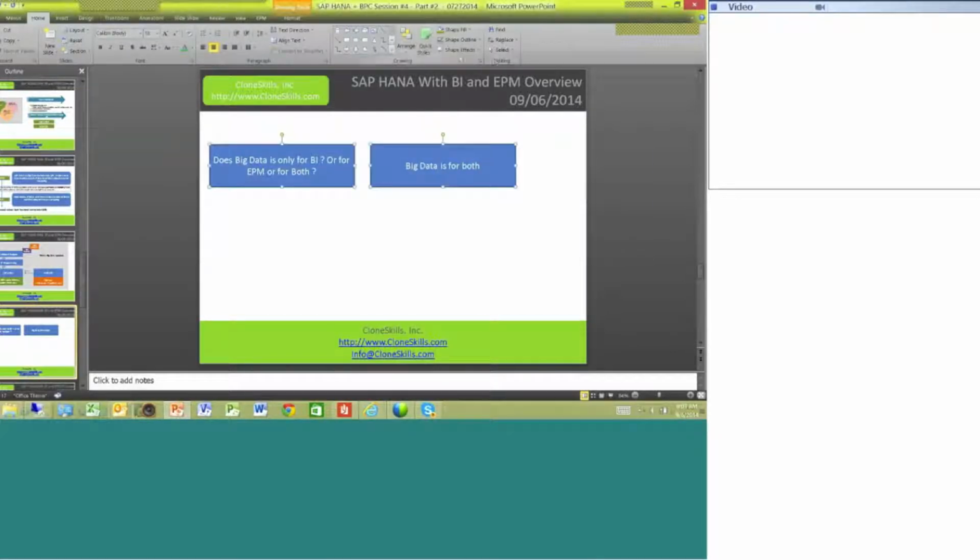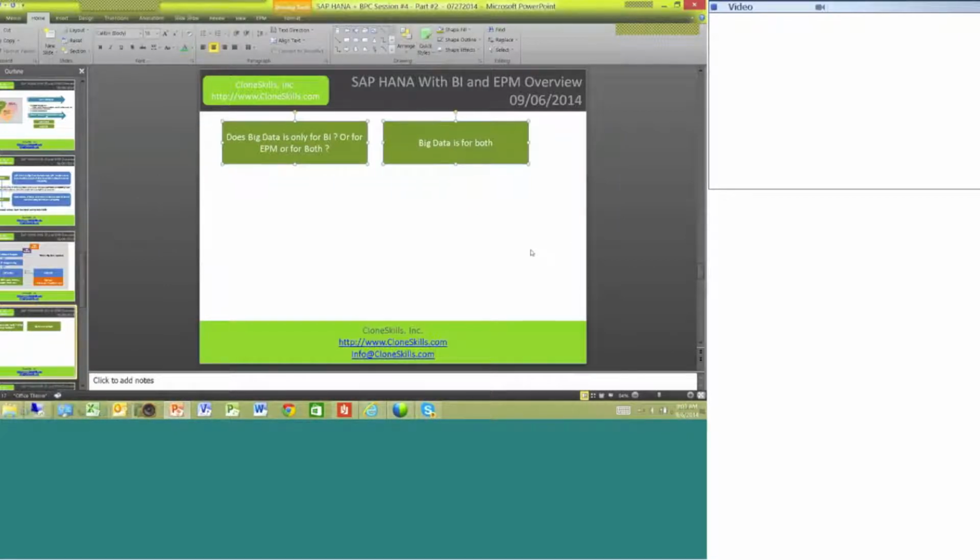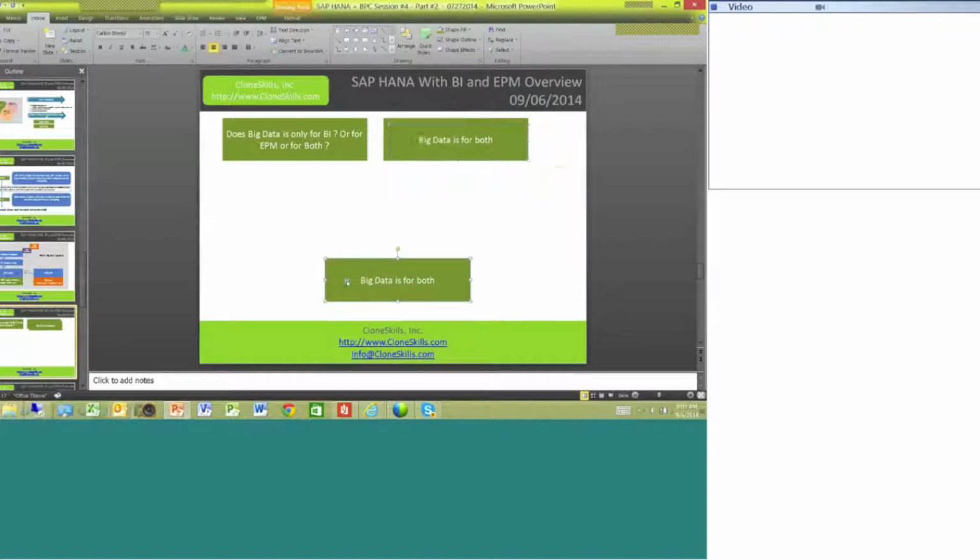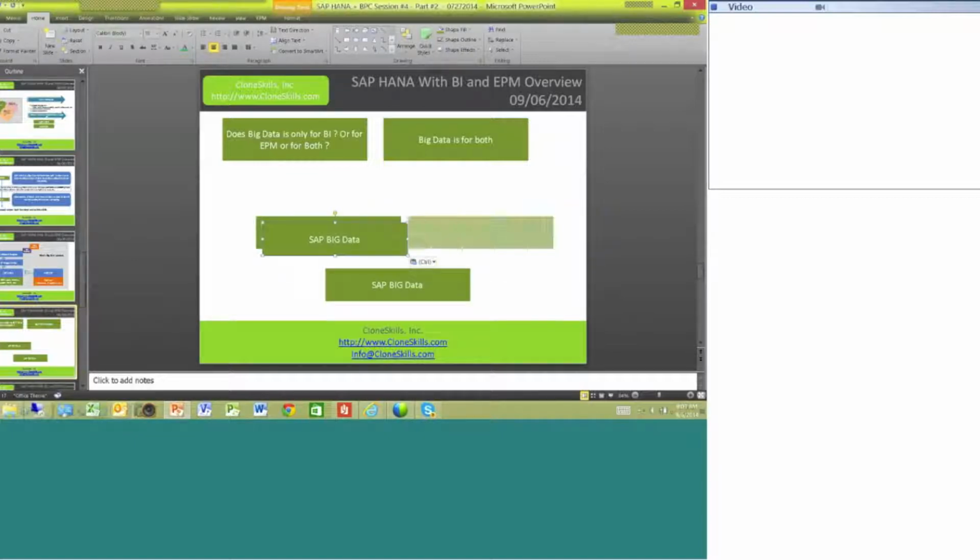It is required for planning, budgeting, and forecasting, and it is also required for BI. So using big data, we can build all kinds of solutions. So this is your big data. I'm going to call it SAP big data, because I cannot call it general big data. Using SAP big data, you can build EPM solutions. You can also build BI solutions.